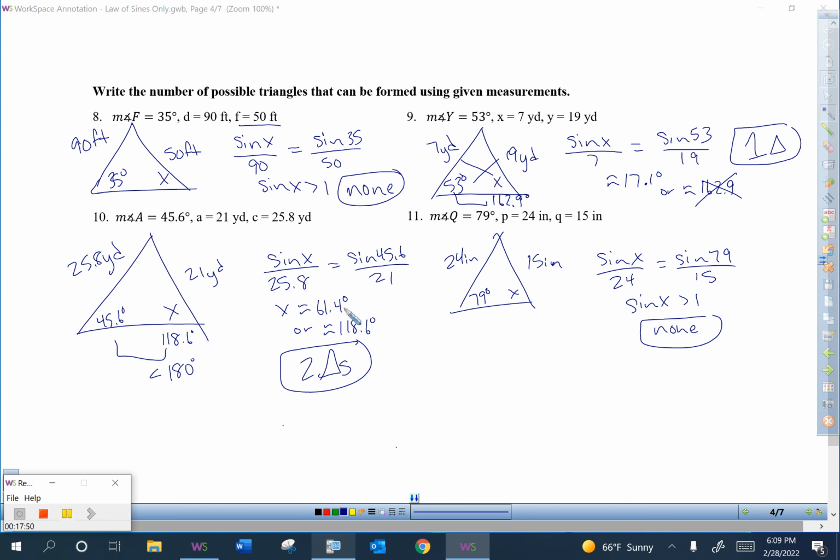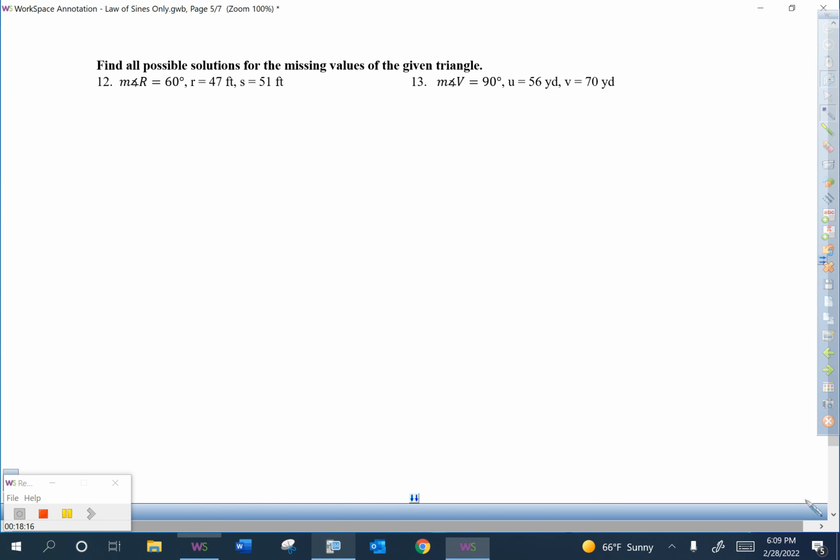Alright, number 10 had two triangles because when you found the supplement, 118.6 was the bigger angle across from the bigger side, so that didn't cause problems. Or 118.6 added with the original angle was less than 180, it worked out. On this one, number 11, that sine ratio was greater than 1 again, so we have no triangles that are possible with those values.